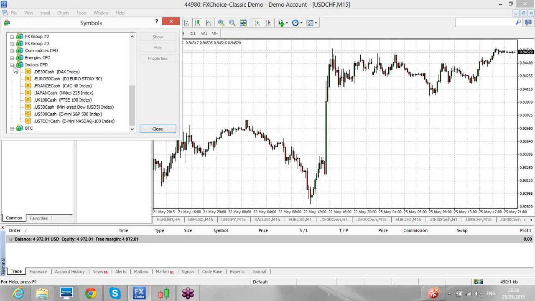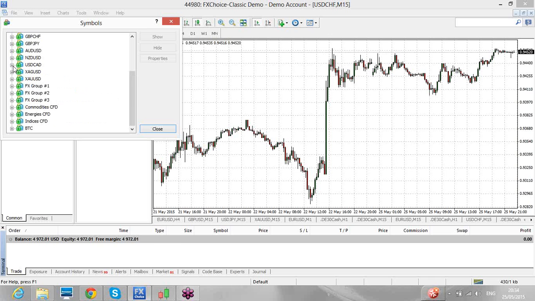Okay, and to minimize again, press the minus symbol, and we have minimized it. And down below, a popular security at the moment is Bitcoin, that's BTC, Bitcoin against the US dollar. So these are all the various securities we can trade on our MT4 platform. It's wide and varied with your forex, your various commodities and your indices, all there for you.